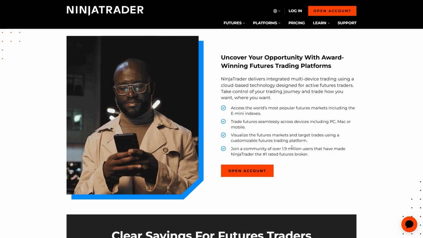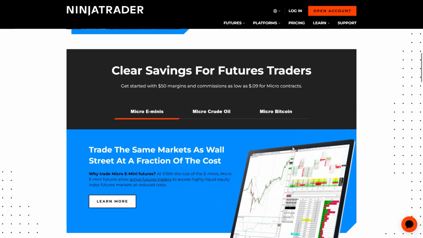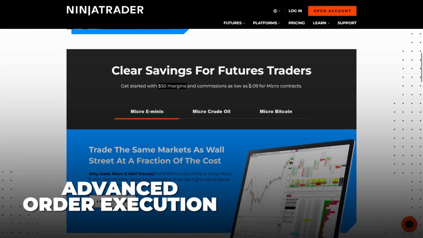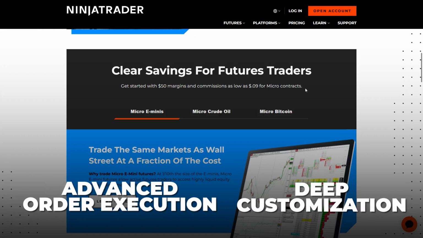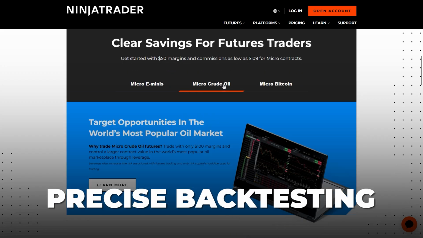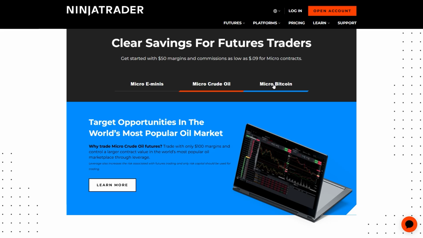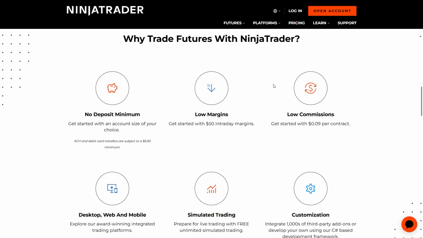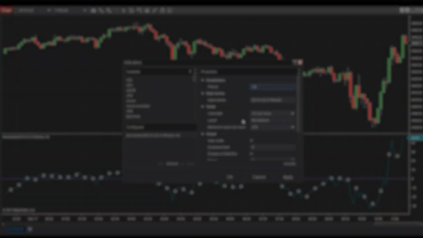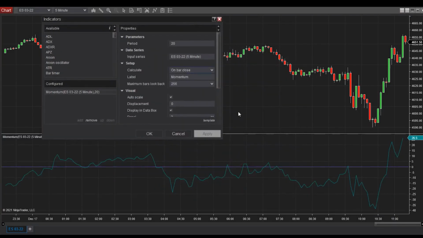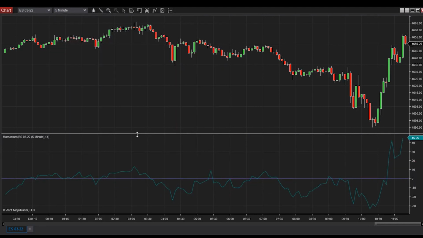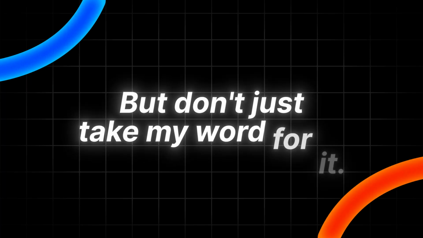NinjaTrader is built for a very specific kind of user. We're talking active traders, especially futures and forex traders who need advanced order execution, deep customization, and precise backtesting. It's designed for serious, data-driven users who want full control over their strategies, with powerful automation and broker integration. Its strength lies in its professional-grade trading engine, making it ideal for experienced traders who prioritize performance and execution over simplicity.